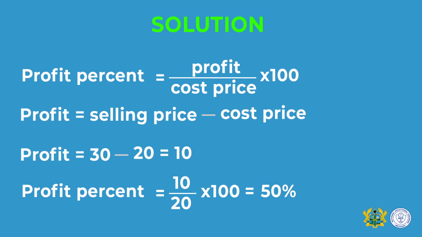Even though 20% of the crate of eggs were broken, Mr. Abedu managed to sell the remaining and made a profit of 50%.